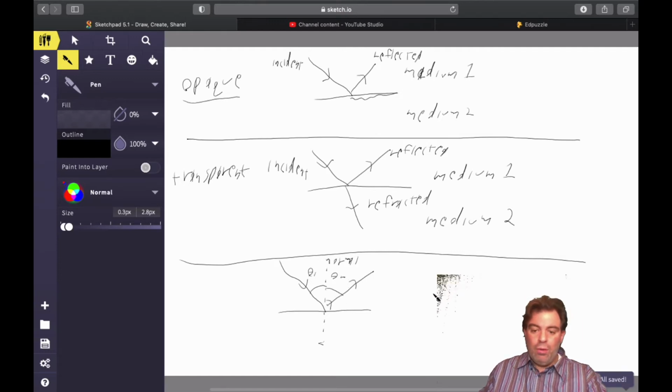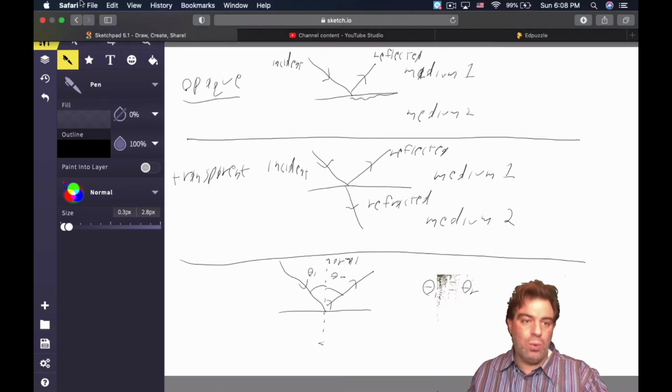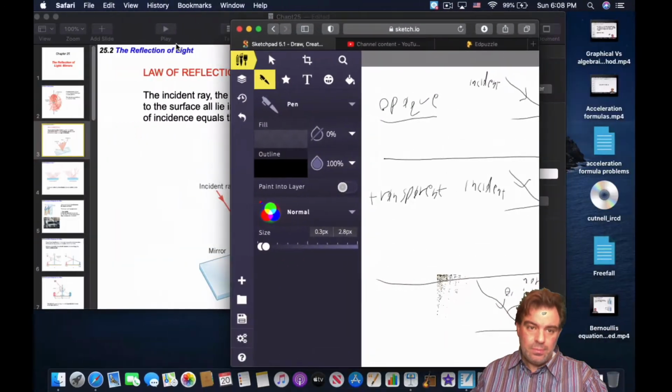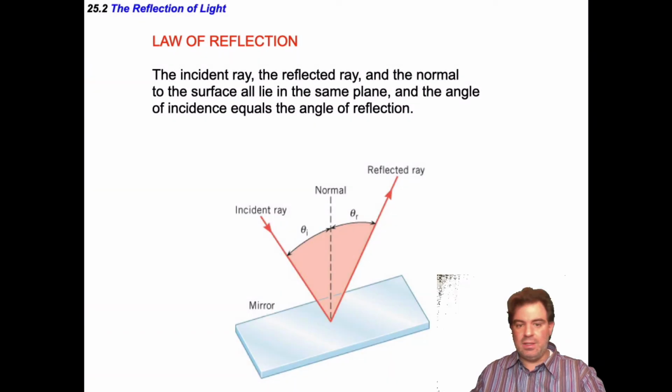So the law of reflection simply says theta i equals theta r. Angle of incidence equals angle of reflection. Now let's go back to our presentation and see what happens.